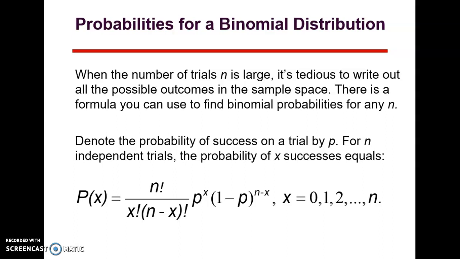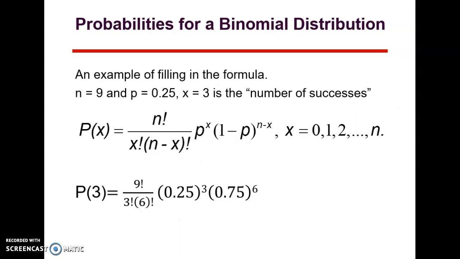Here's the formula for it, and it's a little new to a lot of people. So I put in an example how to fill in the formula for you, and it's read this way. The probability of x is equal to n factorial over x factorial times quantity n minus x factorial, times the probability p raised to the x power, times 1 minus the probability, that quantity raised to the n minus x power. And you see to the right the possible values given for x: 0, 1, 2, 3 up to n. So you can have no successes, you can have 1, you can have 2. And if you have n trials, like 100 trials, you could have 100 successes.